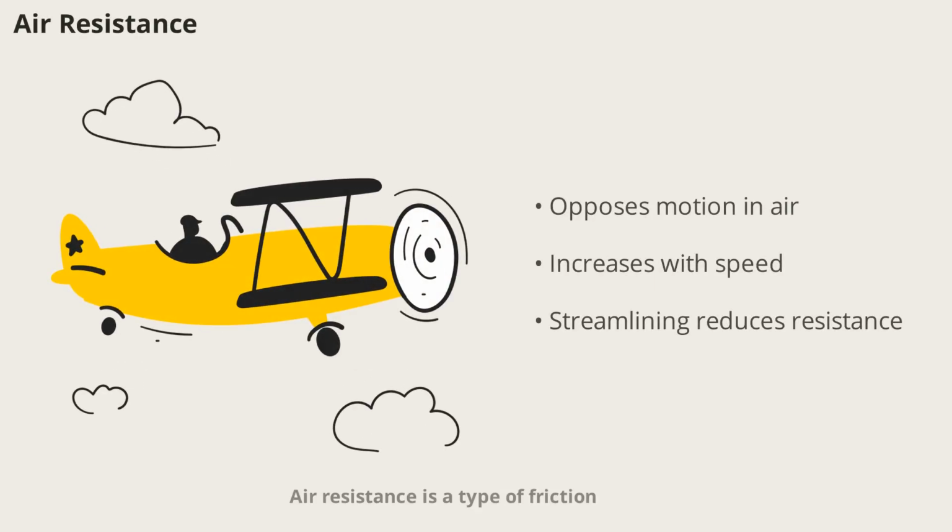Air resistance is a type of friction that acts against objects moving through the air. It slows down falling objects and affects everything from skydivers to airplanes. The faster an object moves, the greater the air resistance. Streamlined shapes help reduce air resistance, allowing objects to move more efficiently. Understanding air resistance is important in designing vehicles, sports equipment, and even clothing for athletes.